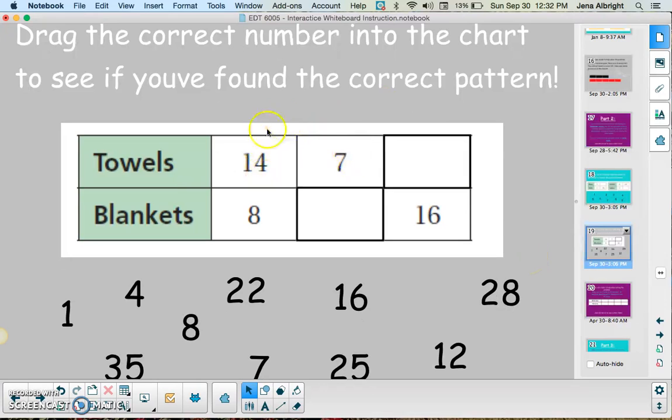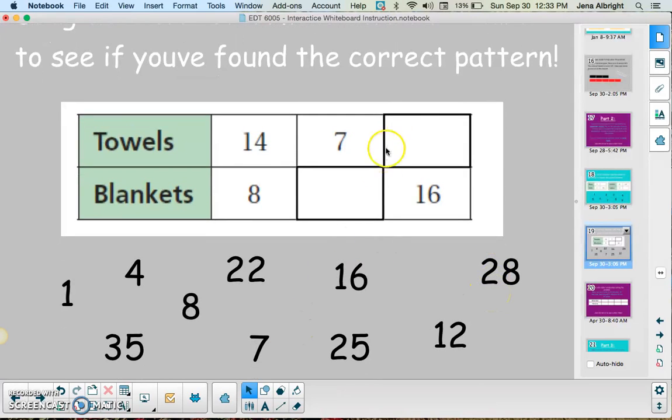Students are here to identify the division relationship from 14 to 7 instead of the multiplicative relationship. Again, as they drag their answers, they will spin if they are correct and bounce back if they are incorrect.